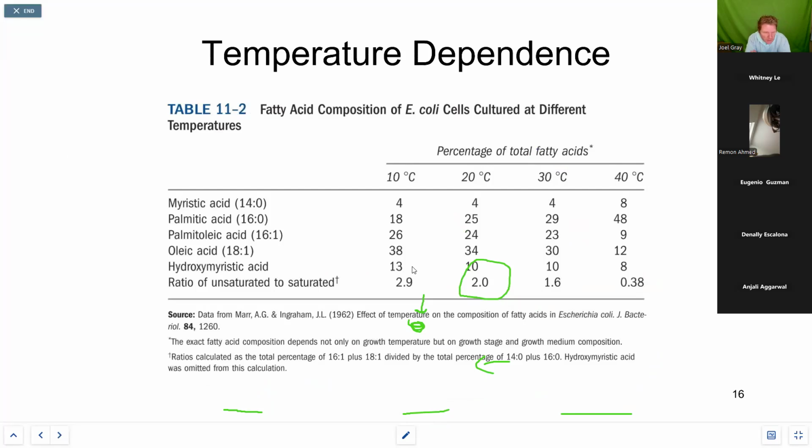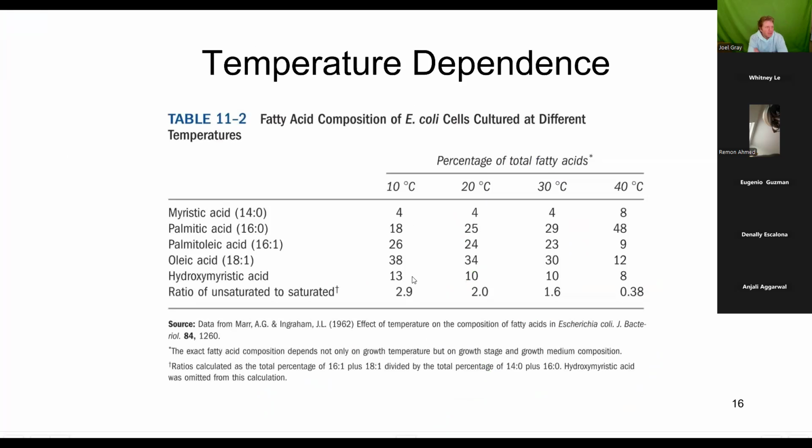I like to bring this up, and I'm happy I'm getting to it today because there's a temperature dependence on the rigidity of a cell membrane. This is a table from a study where E. coli, Escherichia coli, I just like to say Escherichia sometimes, was grown at different temperatures. It was grown at 10 degrees Celsius, so a little bit chilly, maybe in the 50s or 60s Fahrenheit, and then at 40 degrees Celsius, a little bit over 100 degrees Fahrenheit.